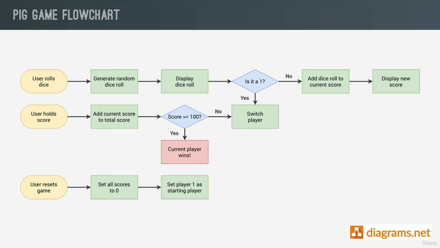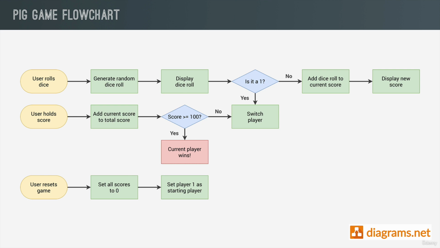And this is what a flowchart looks like. So basically it's a representation of everything that can happen in the application. So on the left side we have in yellow the possible actions that the user can take, and then from there we see what happens in the application as one of these options is basically chosen. So as one of the actions is executed. So whenever the user rolls the dice, so clicks that roll dice button, then we need to generate a random dice roll. Then we display that dice roll, and then we check whether it is a 1. If it's not a 1, then add that dice roll to the current score. And of course display it.